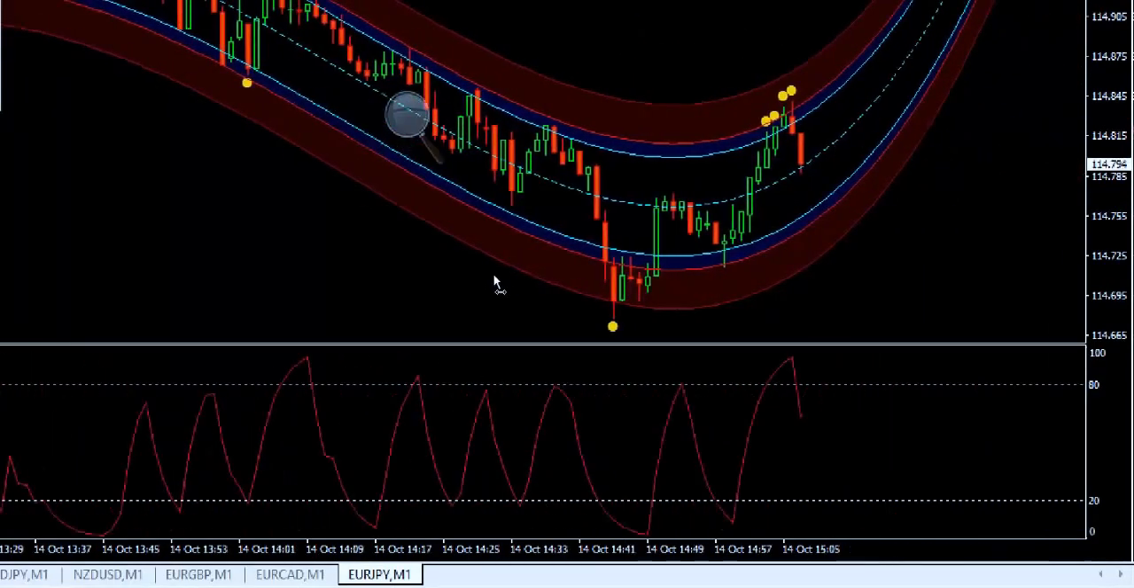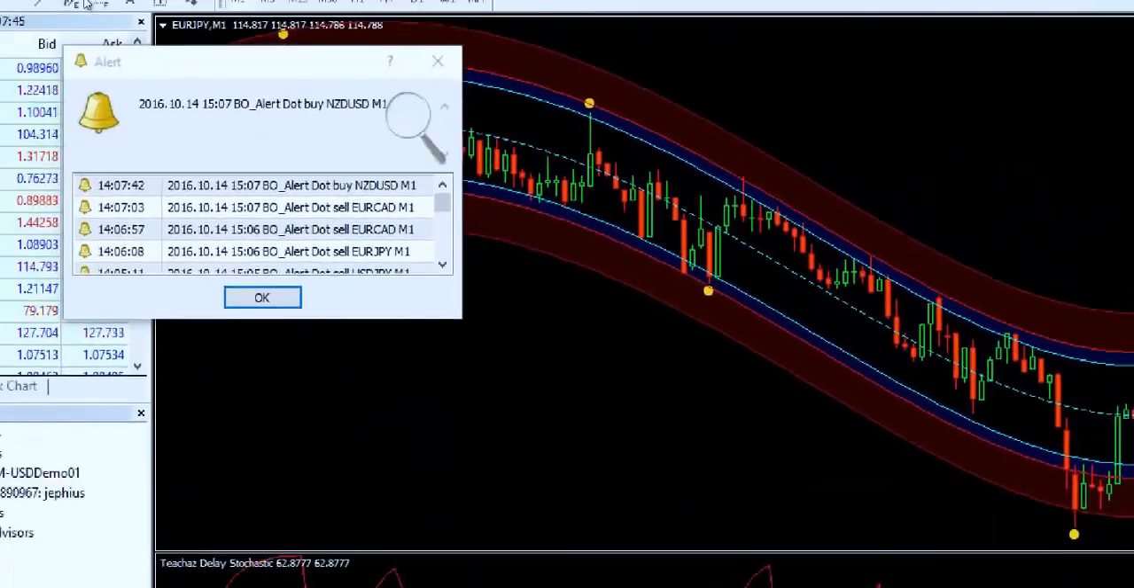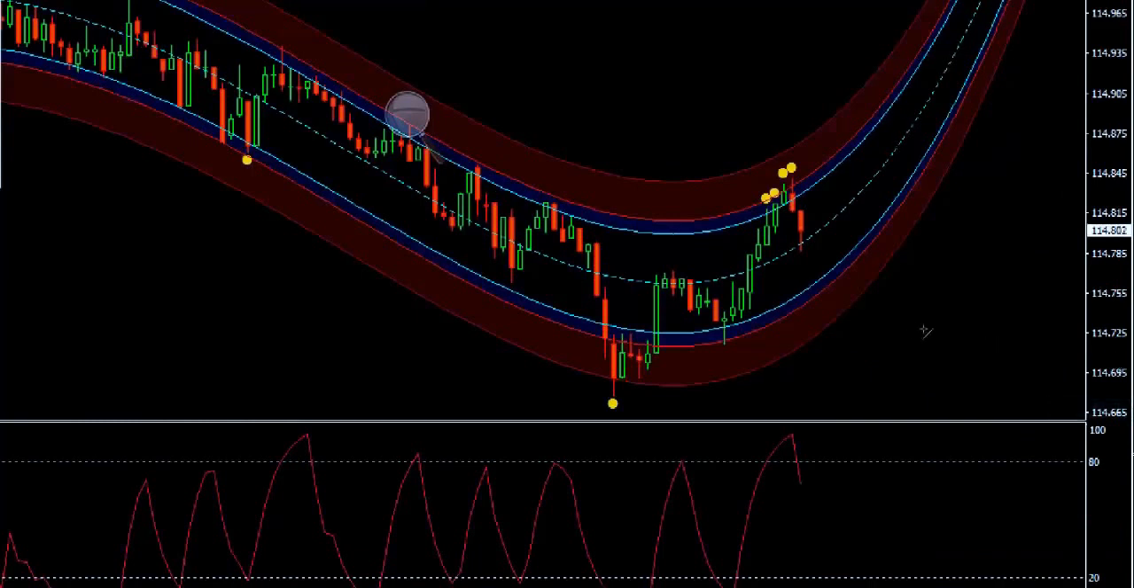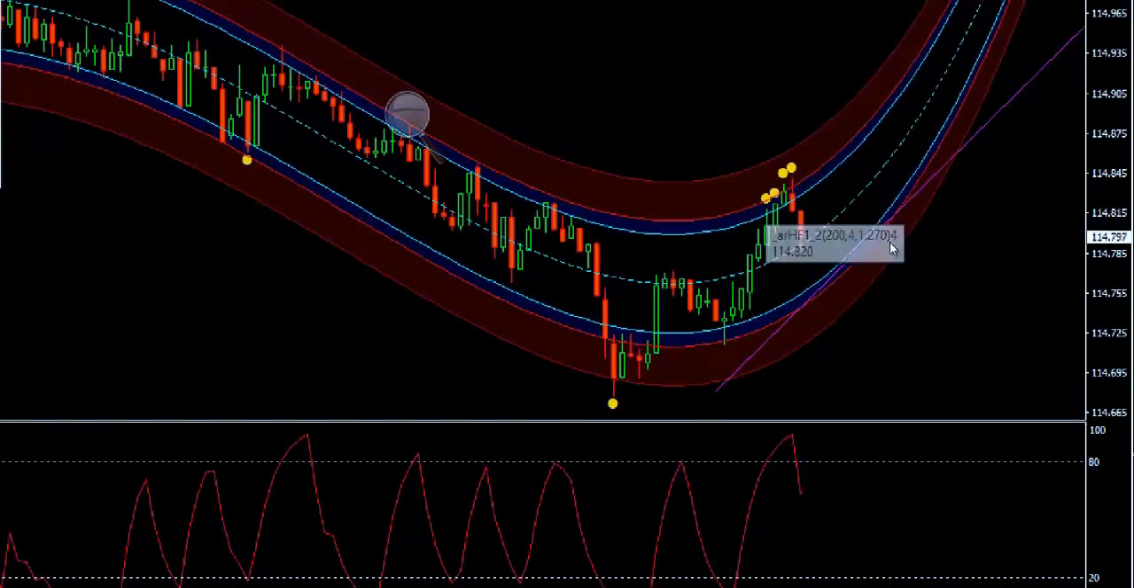So in this case, this dot was saying it's going to go up, this one was saying it's going to go down, but if you check here, let's take the trend line tool. If you draw a line here, you can see that this is an uptrend. There's no way it's going to go down, so you can simply avoid this.